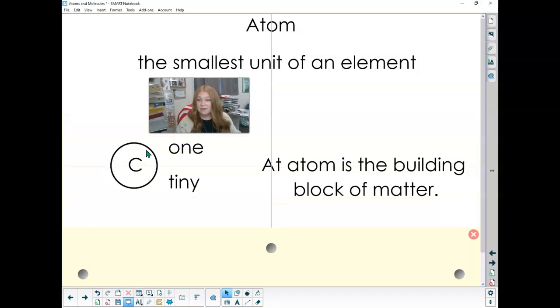So right here, it is one tiny little thing. If I was drawing one atom, I would just draw one, and I would label it. So an atom is the building block of matter. So that's all about an atom.